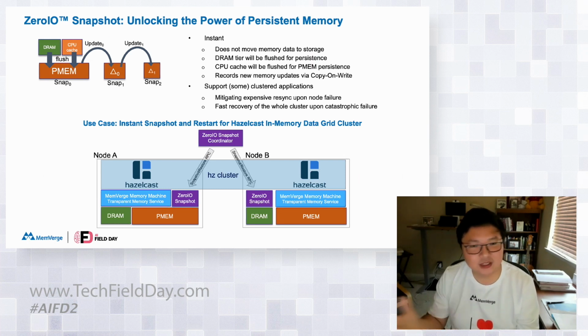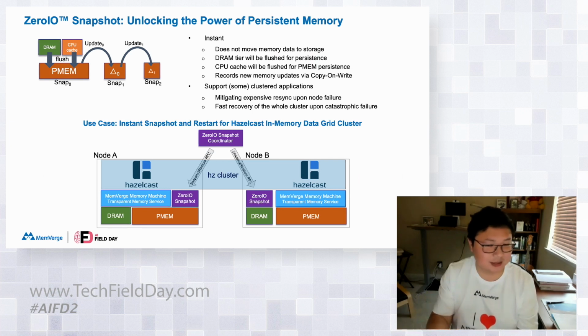So our friend from Hazelcast, Dale, will introduce more on Hazelcast in detail. But here, essentially, what we offer is what we call the Zero IO Snapshot Coordinator. The coordinator can coordinate snapshots for the processes running on different hosts at the same time, so that it can guarantee a consistent state for the cluster.